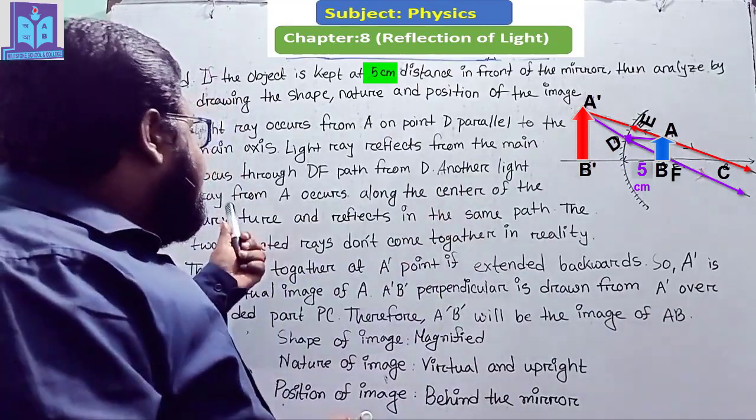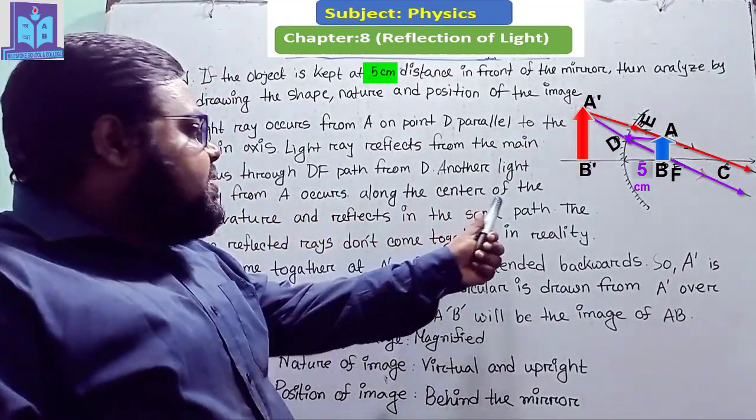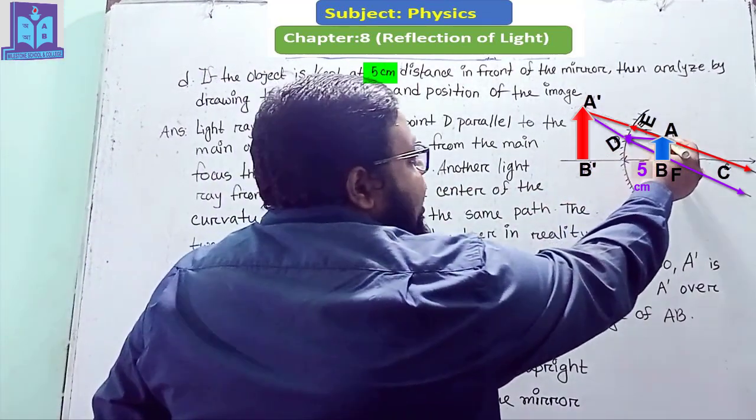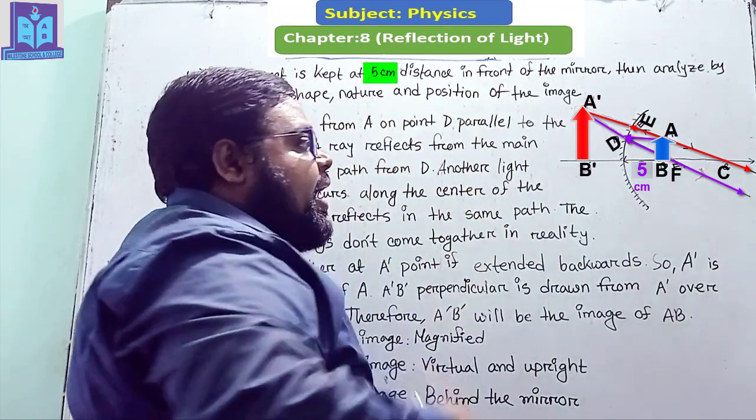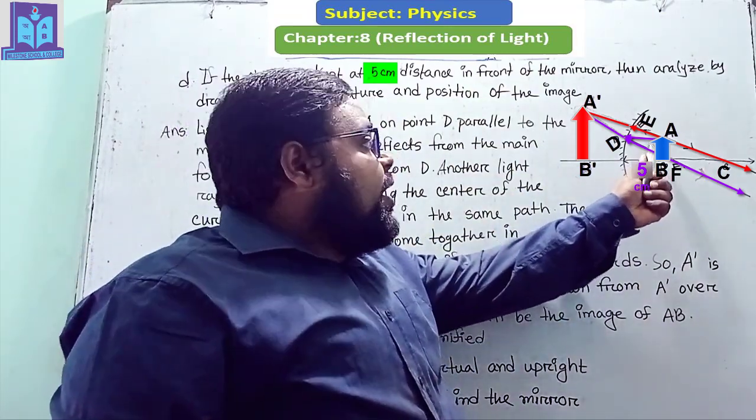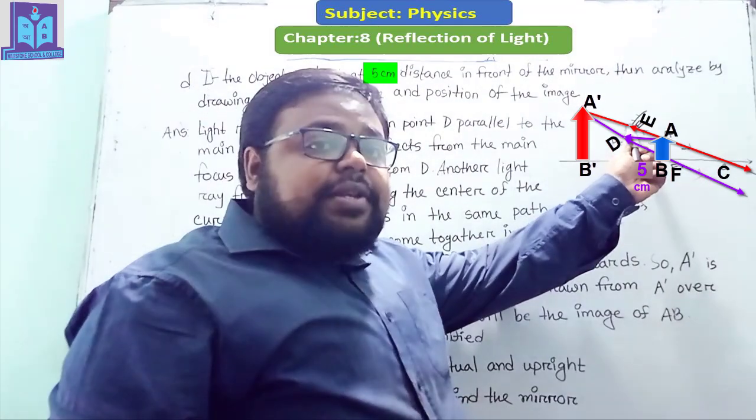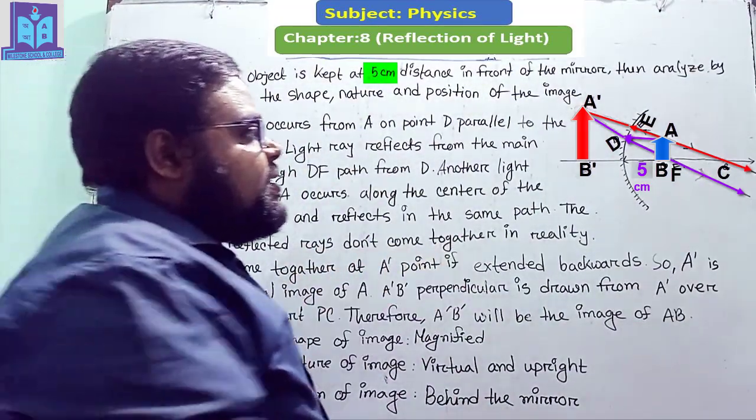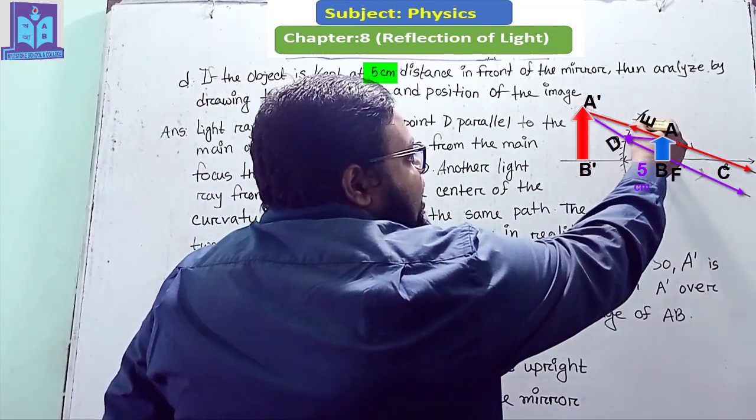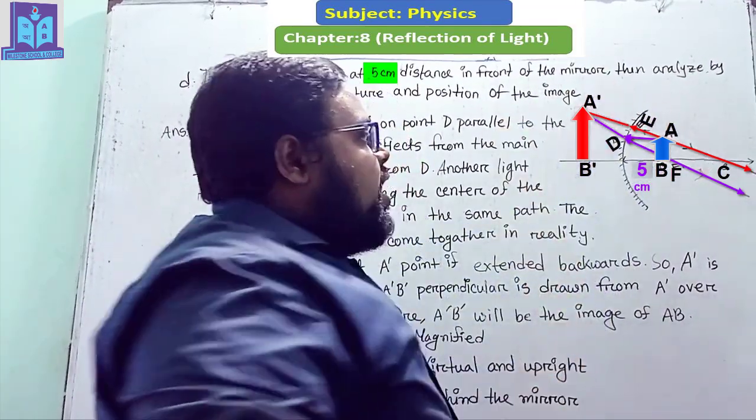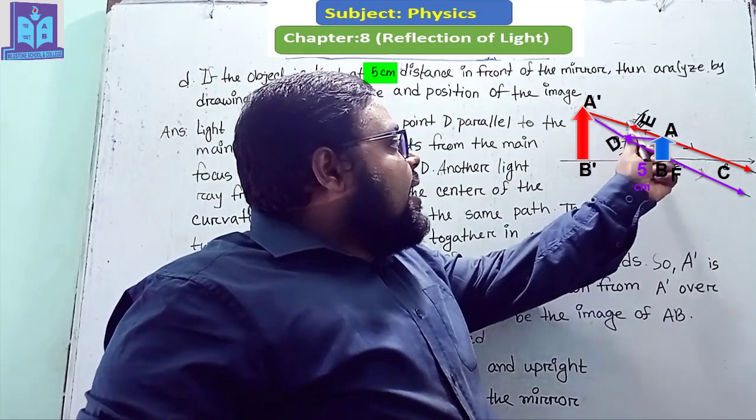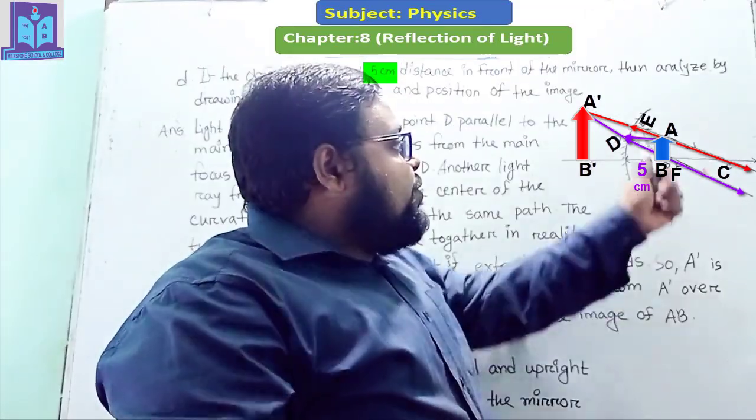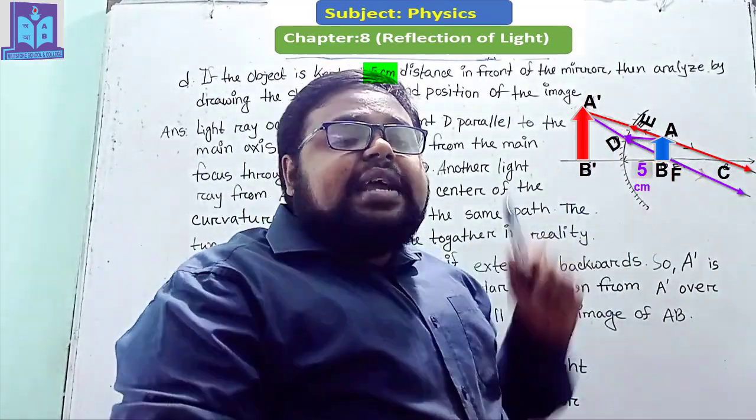Another light ray from A travels along the center of the curvature. That means when the other light ray comes out from the A point, the incident ray is incident on the E point and after that reflects along the same path. The reflected ray EA goes along the same path, that means the reflected ray follows the incident path.